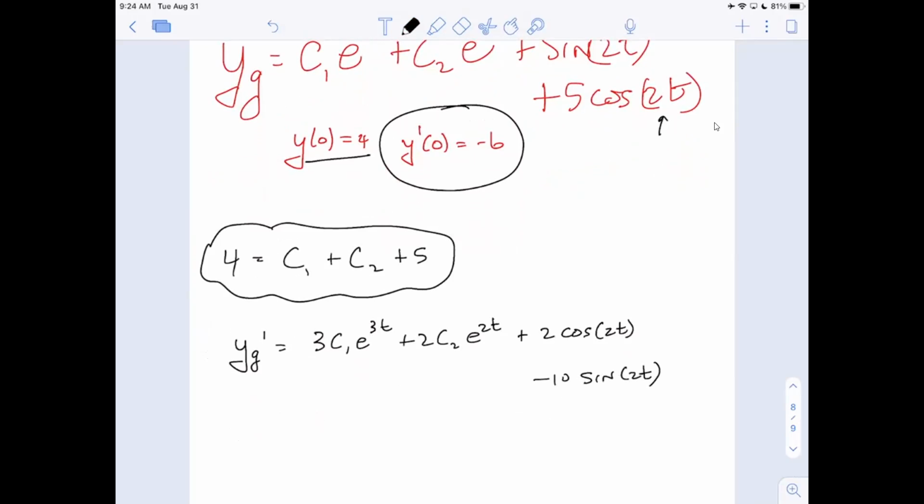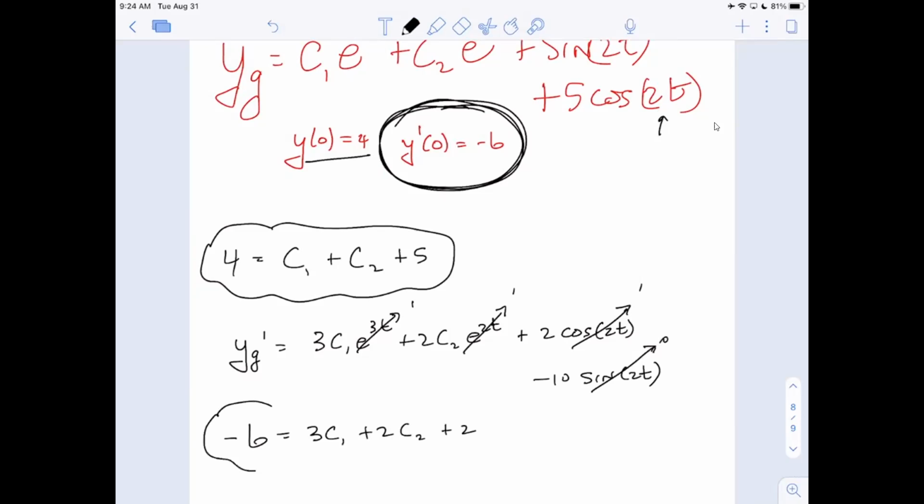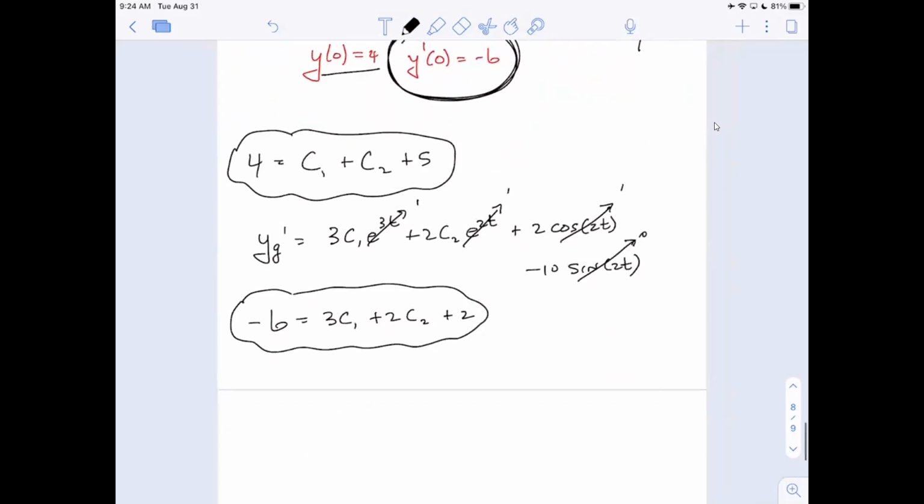And so our second fact now is y prime is -6 when t is equal to 0. So this is going to go to 1, this is going to go to 1, this is going to go to 1, this is going to go to 0. So that term will be gone. So I end up with 3c1 plus 2c2 plus 2. So there's my two equations, two unknowns, which I hope is easy to solve.